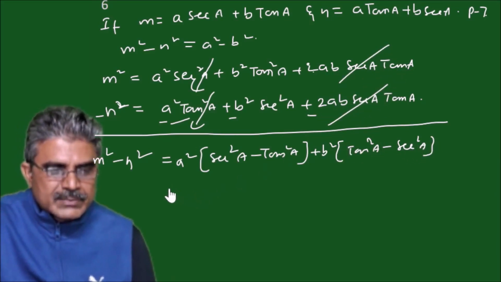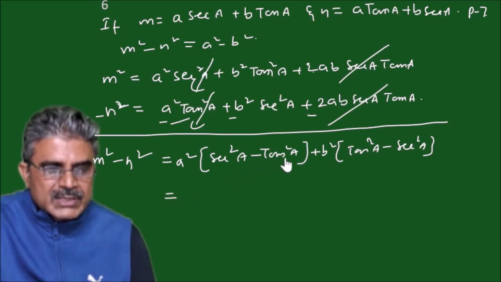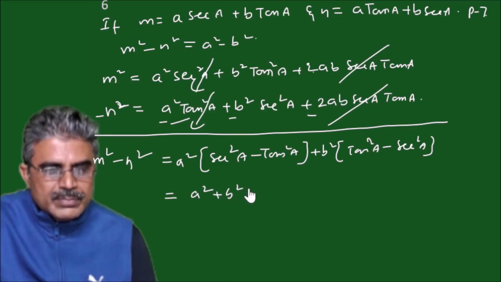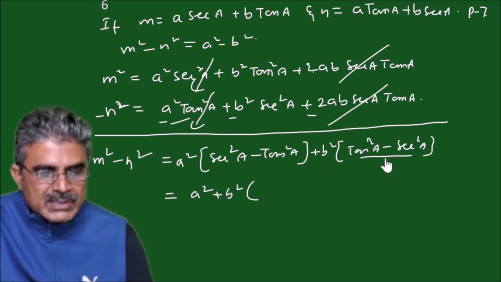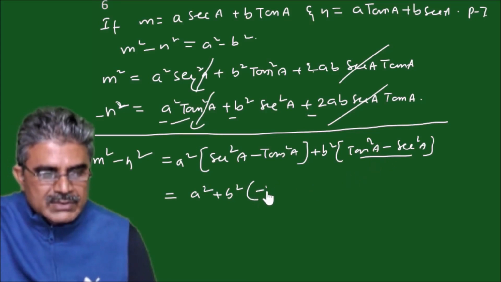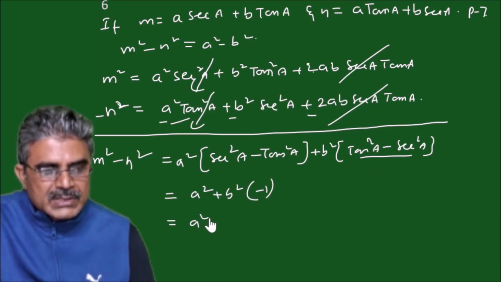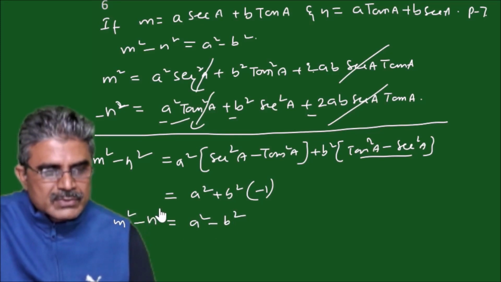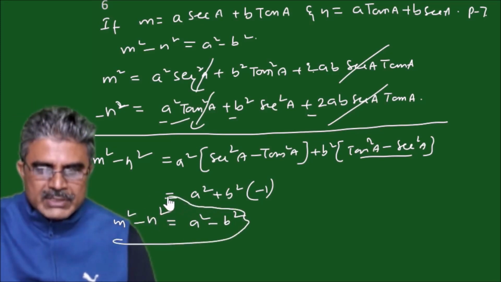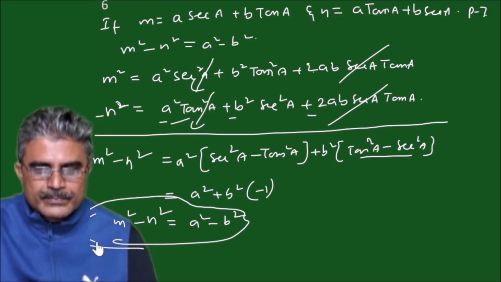So remaining thing is this much, which is equal to secant square a minus tan square a is 1. So you will have a square, and plus b square into, this is reversed, like secant square a minus tan square a, so that you will get minus 1 here. So which is a square minus b square equated to m square minus n square. This is the expression we need to prove.